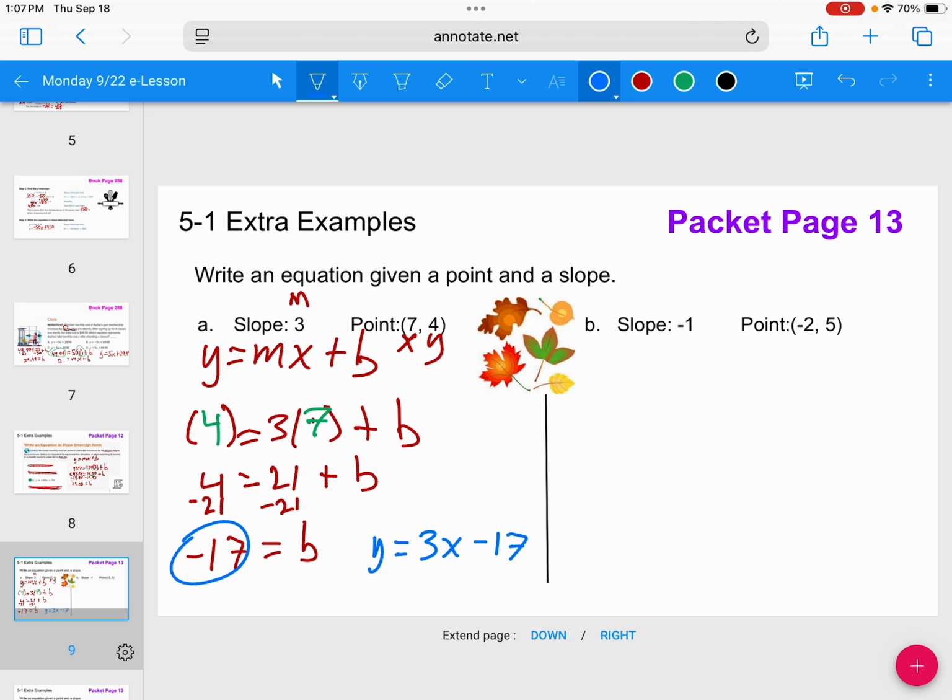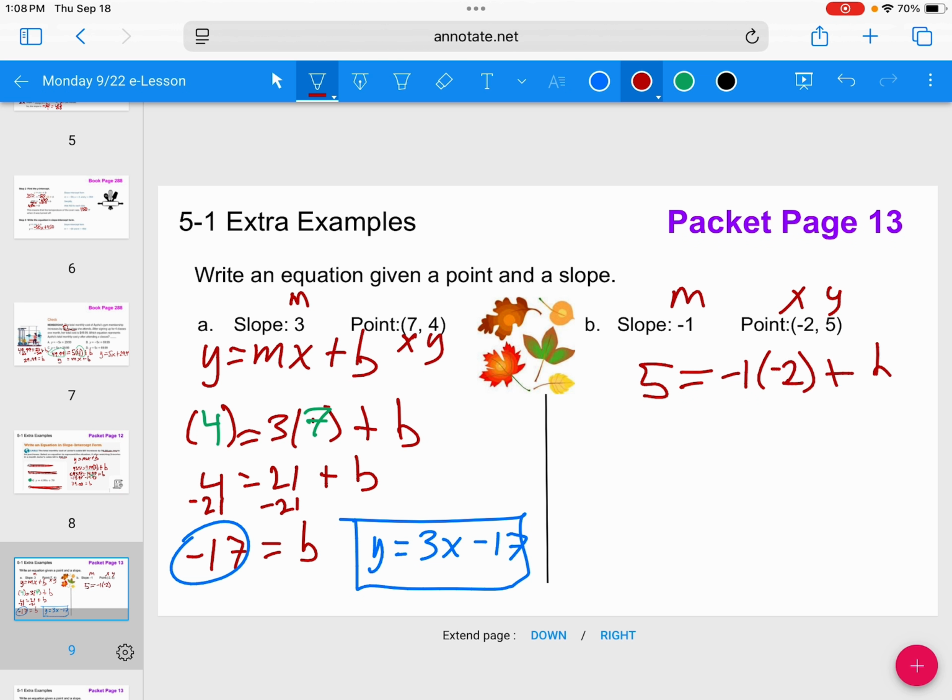Now let's go ahead and do it for this one too. We have a slope of -1 and an x, y here. I'm going to do it again, x, y, and this one's m. So y, 5, equals m, -1, times x, -2, plus b. And we don't know what b is, so we're going to find it. 5 equals, I'm going to go ahead and simplify the -1 and the -2 to get 2, plus b. And now we subtract 2 from both sides of the equation to get 3 equals b.